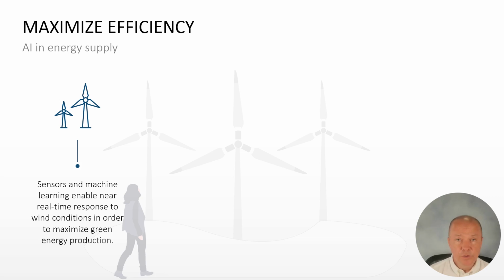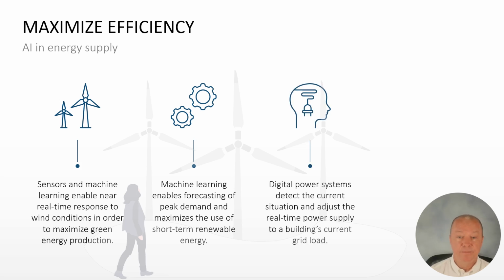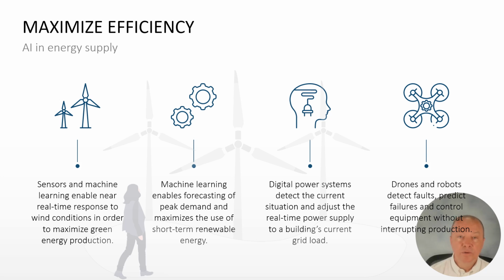We can also use AI to maximize efficiency of energy supply. Sensors and machine learning enable near real-time response to wind conditions in order to maximize green energy production. Machine learning enables forecasting of peak demand and maximizes the use of short-term renewable energy. Digital power systems detect the current situation and adjust real-time power supply to a building's current grid load. And drones and robots can detect faults, predict failures, and control equipment without interrupting production.